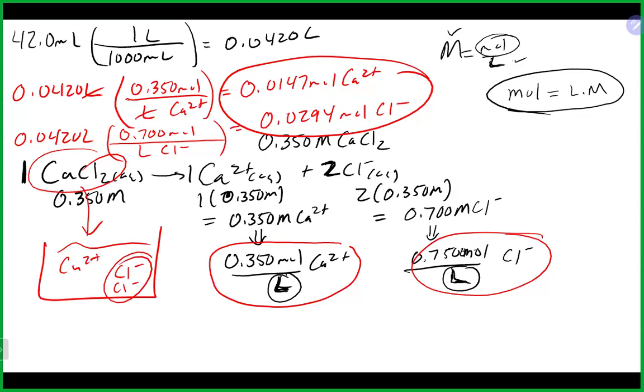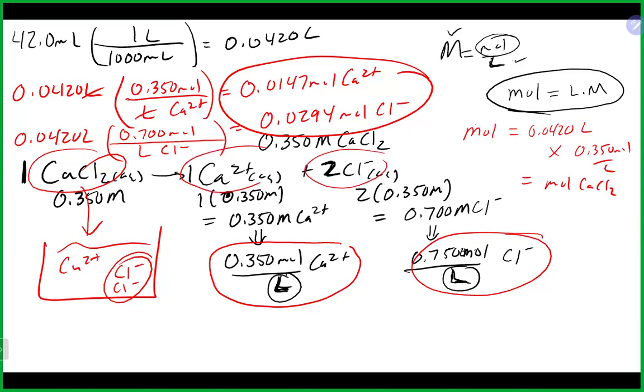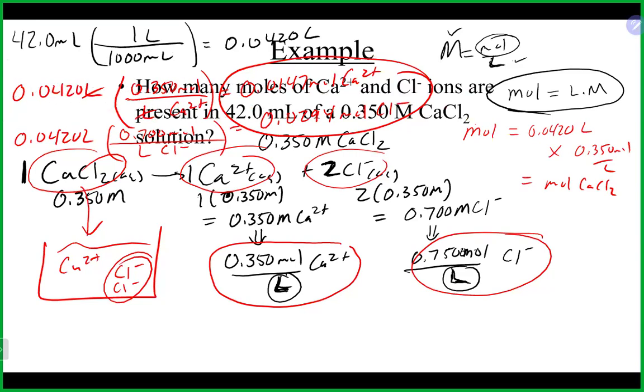The other way you could have done it is just to have used the whole thing's molarity, which was 0.35 moles per liter, and figured out the moles of the whole thing. That would give you moles of the calcium chloride. And then you can basically just do a mole to mole sort of calculation from here, and that would get you there as well. So that would work. Question on that one there.